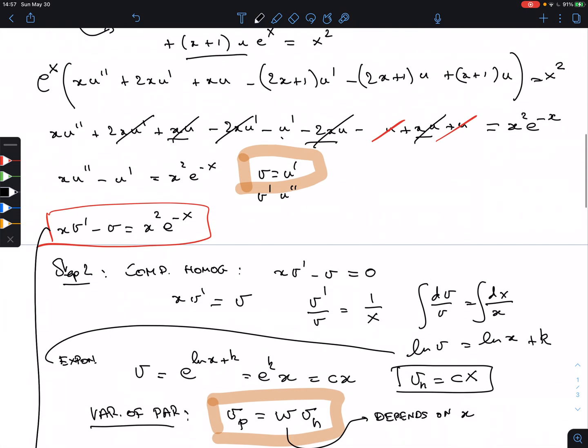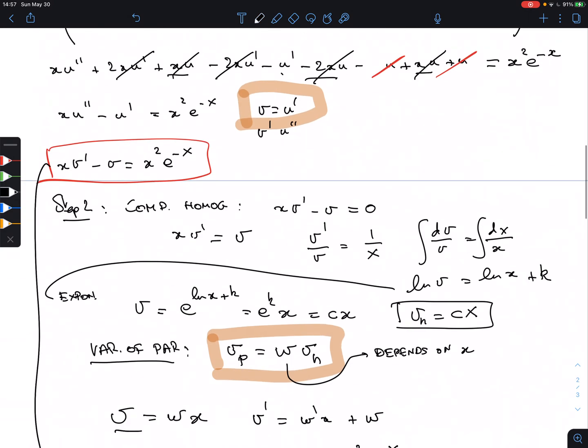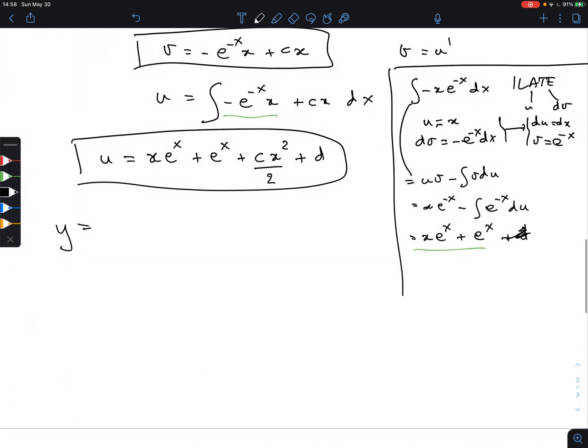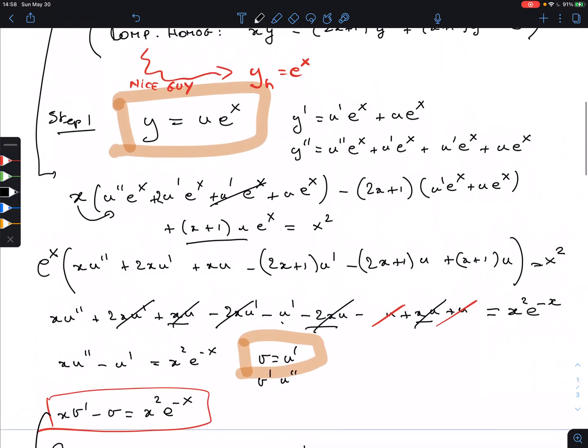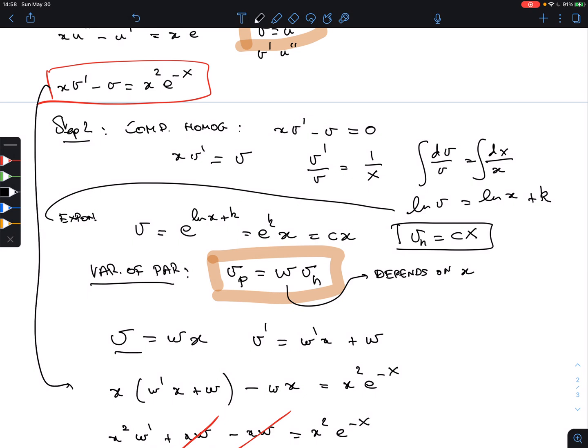That's our last formula. Where did u come from? Well, it came from here, that's the formula. And so what we get is this. Our solution is x e^x plus e^x plus c x squared over 2 plus d, times e to the minus x, e to the x, I guess e to the x, sorry, double checking here.